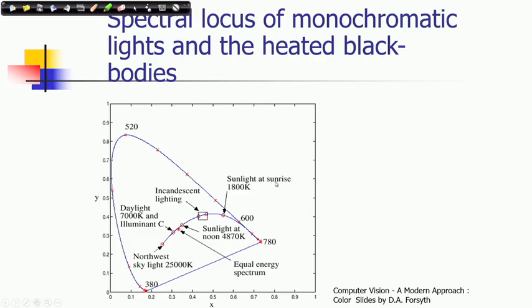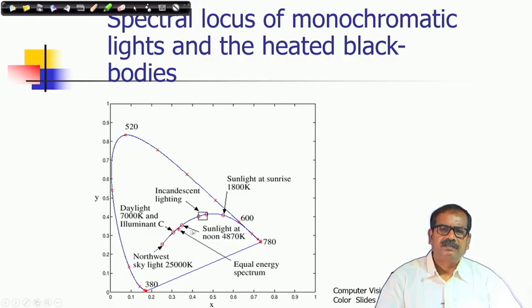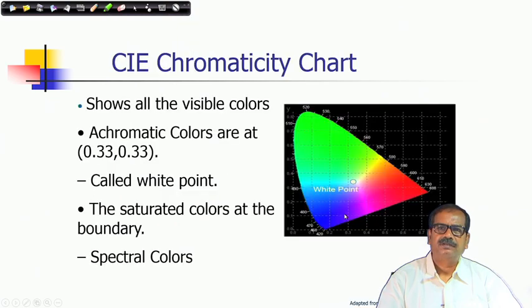So, this is called the spectral locus of monochromatic lights. It is showing here how light sources of different wavelengths can be represented. You can see that if I consider the representation of sunlight, even the sun at noon, which is equivalent to a black body radiator of 4870 Kelvin, is almost a white light source. But at sunrise or even sunset, it becomes more reddish, and you can see the trend captured in this particular curve.